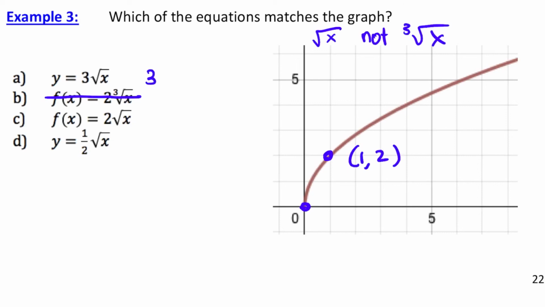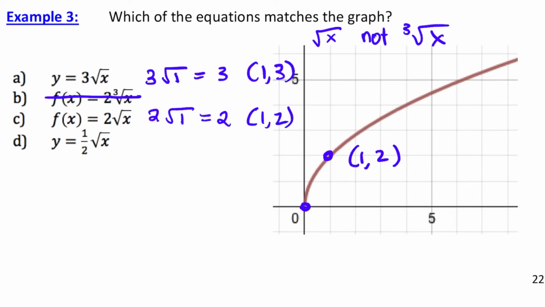If you try our first option, 3 times the square root of 1 is 3. That would mean that function should go through the point (1, 3), which this one doesn't. It goes through (1, 2). But if I plug it into C, it does go through (1, 2). And if you wanted to try D for safety, it would go through (1, 1/2), which is not correct.